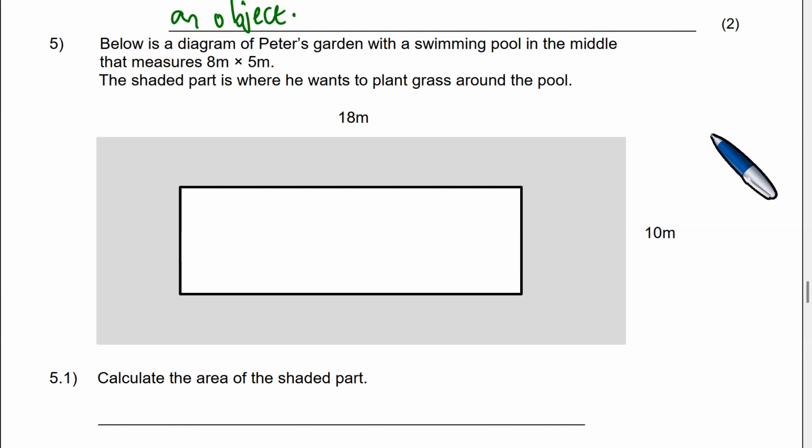Okay, how did you get it? So you had to add up the sides. Because below is a diagram of Peter's garden with a swimming pool in the middle that measures 8 by 5. But this one is 18. So what is the meaning of these now? If this one is 10, so this one is 8, and this one is 5, and this one is 18.